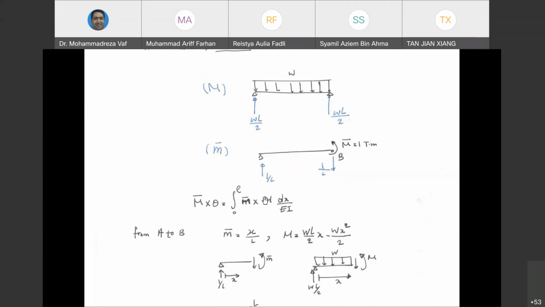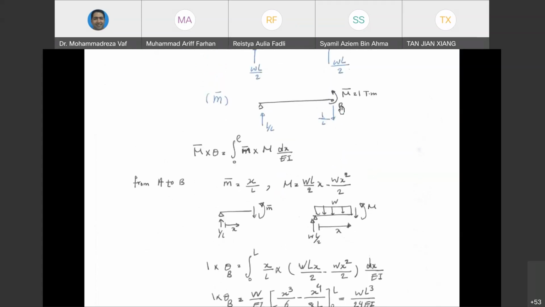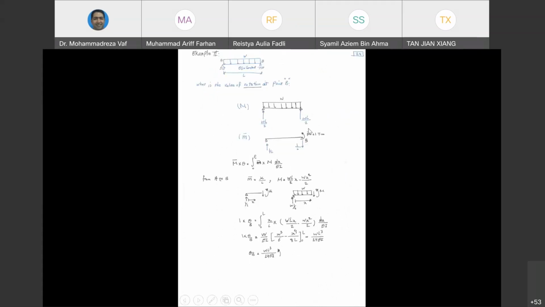So you put M and M bar inside the equation, and then from there you get how much the theta is. If you do the calculations, you get theta B equals this value, and it is positive. That means the rotation is occurring exactly in the same direction as this M bar. So this is the rotation of that location. So you see the calculation is similar to the calculation of deflection. The only difference is that instead of a unit load, we put here a unit moment, and everything is going to be the same. To calculate the M, you need to calculate the M bar and put it inside our integral and get the theta.